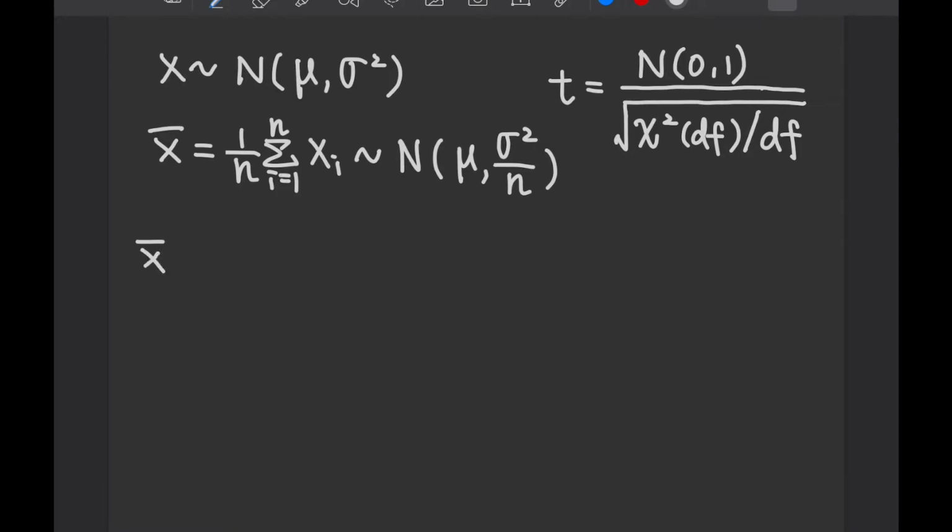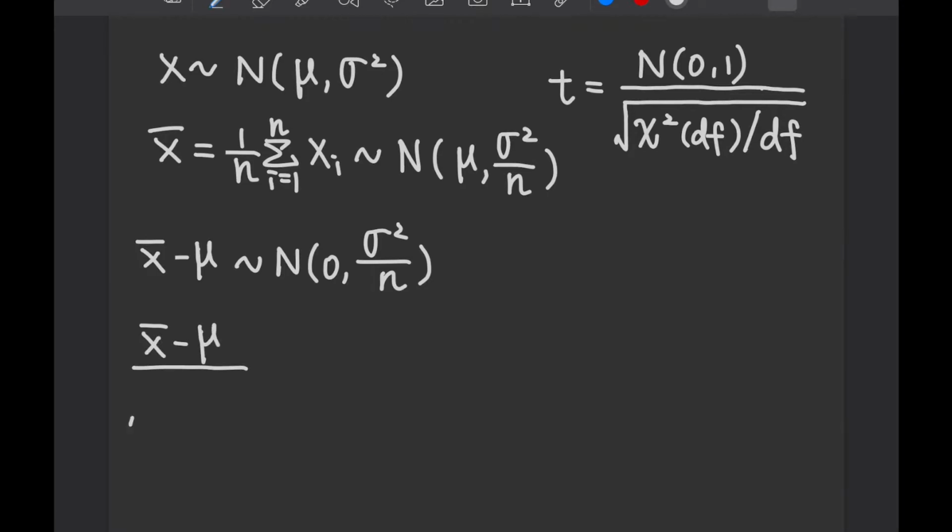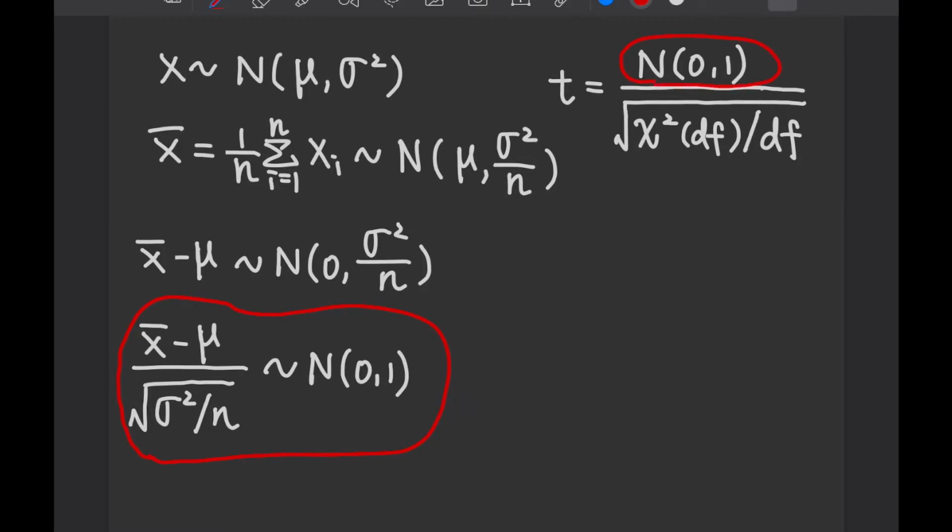And then x bar minus mu follows a normal distribution with 0 being the mean and sigma square over n being the variance. Alright? And then x bar minus mu divided by the square root of sigma square divided by n follows a standard normal. So this statistic, which follows a standard normal, is exactly what we want as the numerator in a t-statistic.